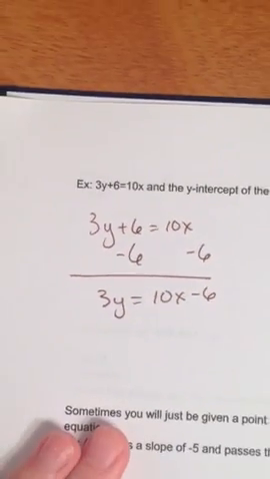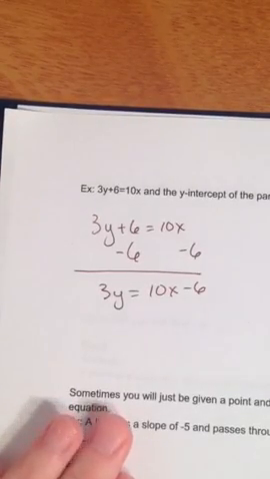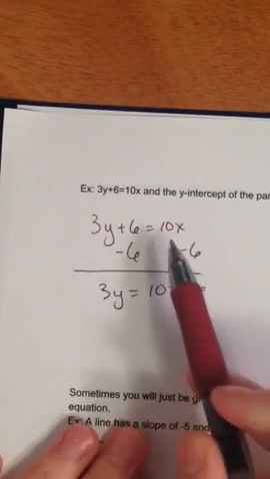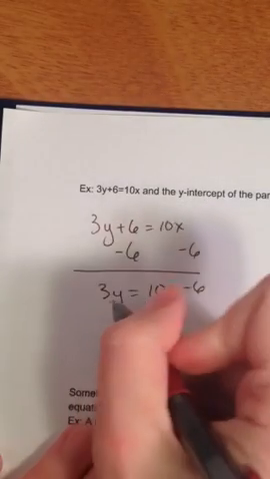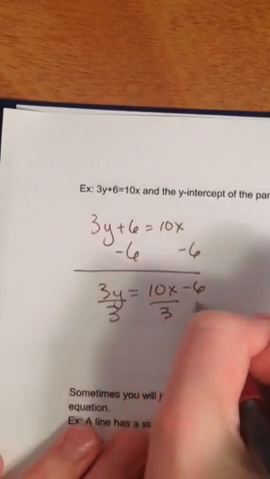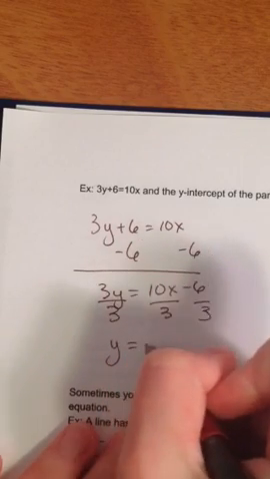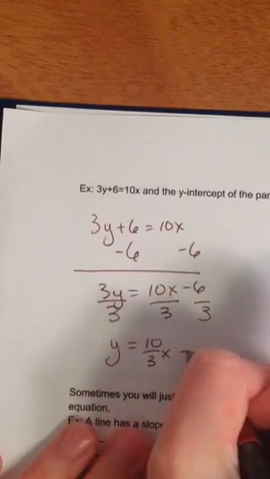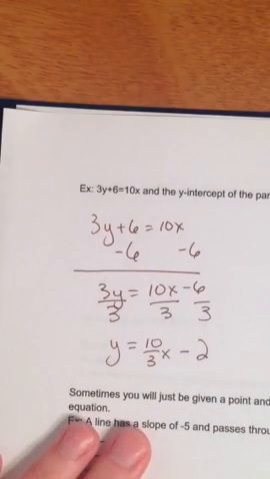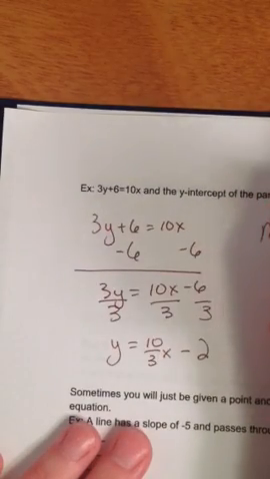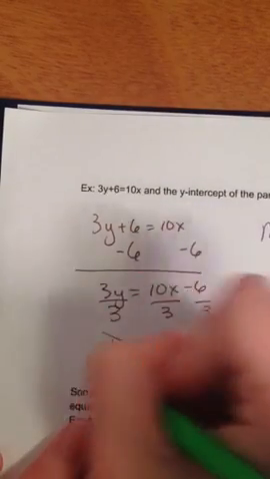Now remember, I cannot combine the 10x and the 6. Oops, you guys really can't see that. Because these are not like terms, I cannot combine these. I just rewrite them left to right so they're in a nice equation. Now I'm going to divide each piece by 3. So I get y equals 10/3 x minus 6 divided by 3 is 2. Step 2, I steal my slope from that, which is just going to be 10/3.